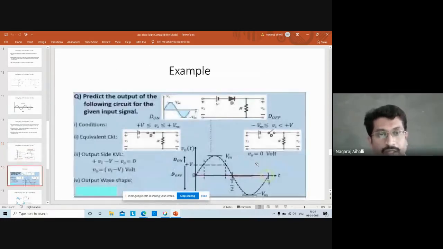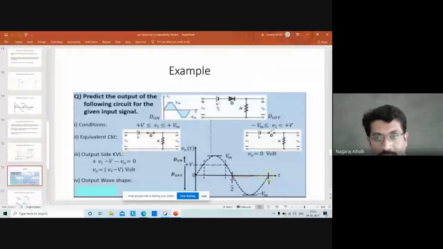Take this example. Predict the output of the following circuit for the given input signal. It's the same circuit that we discussed just now. Here we are applying the input signal Vi. This is the DC voltage, negative to positive, plus Vi minus V minus V naught equal to 0. So it is the same circuit that we have considered, just its analysis portion.